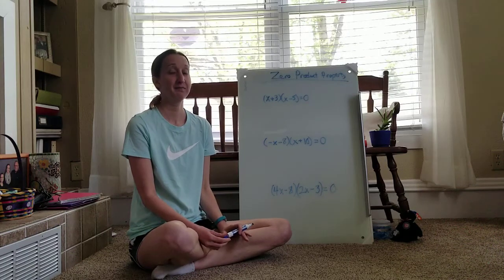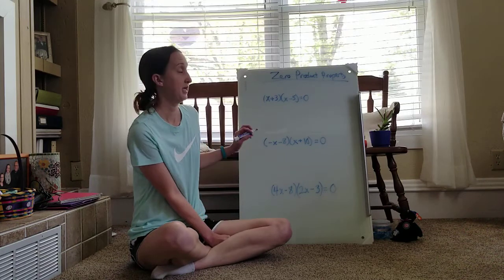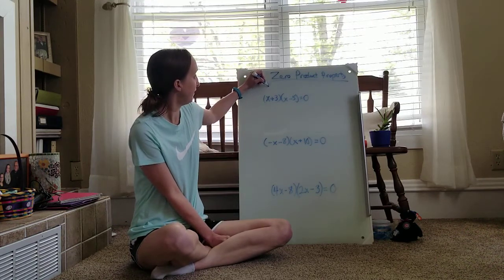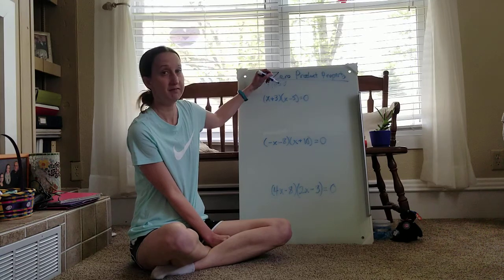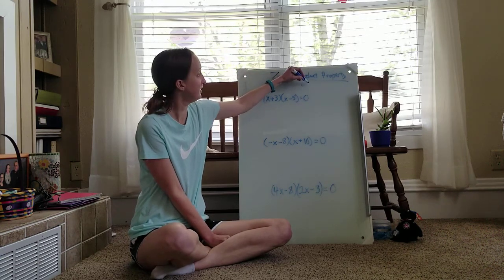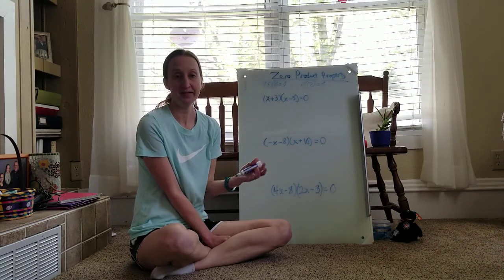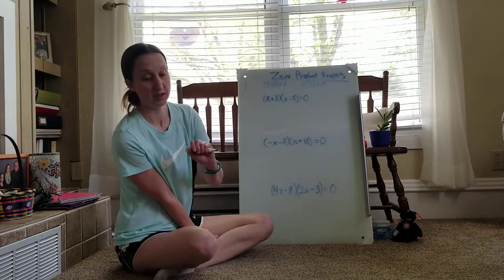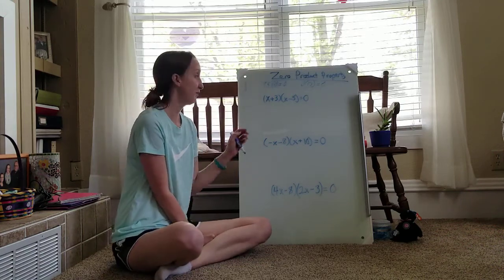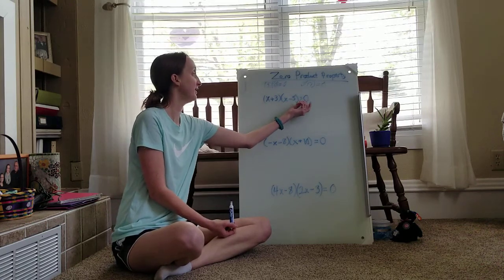The zero product property makes use of something you've known about ever since you learned your multiplication facts. For example, 5 times 0 equals 0. Or 0 times 17 equals 0. 0 times anything equals 0. Our problems now are going to show a problem that's been factored. This is saying something times something equals 0.